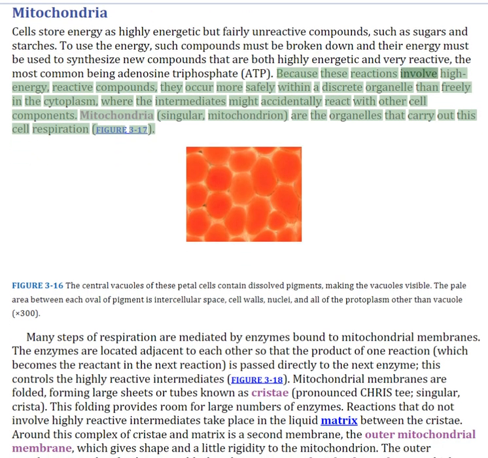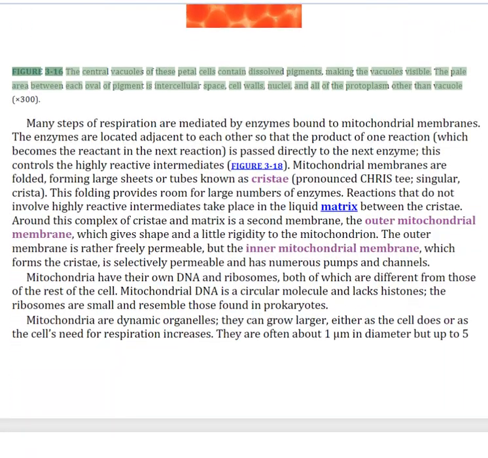Because these reactions involve high-energy, reactive compounds, they occur more safely within a discrete organelle than freely in the cytoplasm, where the intermediates might accidentally react with other cell components. Mitochondria are the organelles that carry out this cell respiration. Figure 3.16: The central vacuoles of these petal cells contain dissolved pigments, making the vacuoles visible.